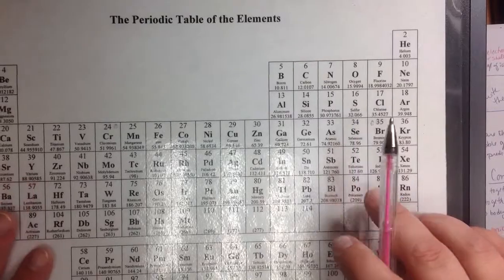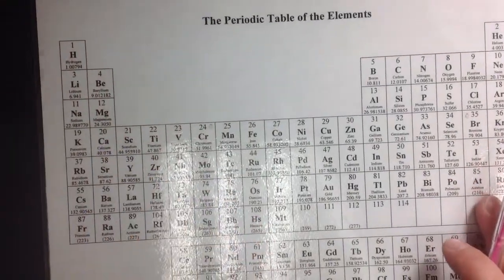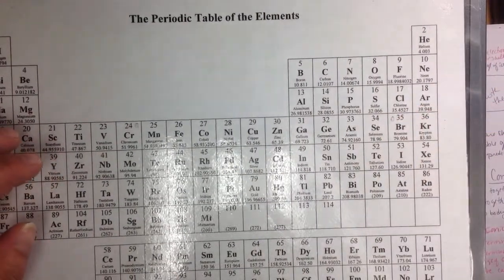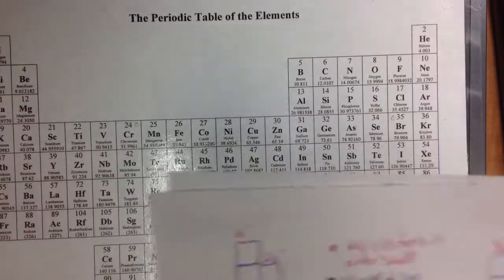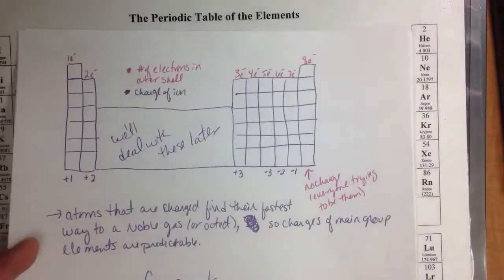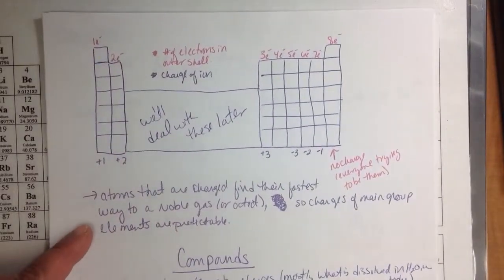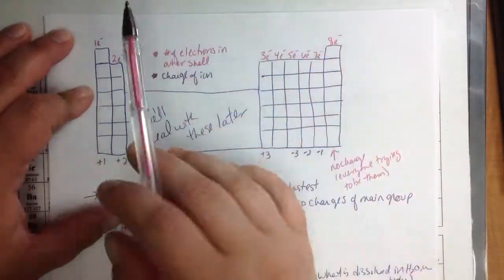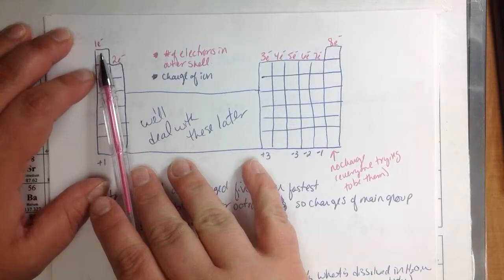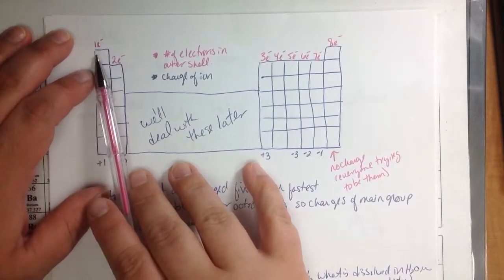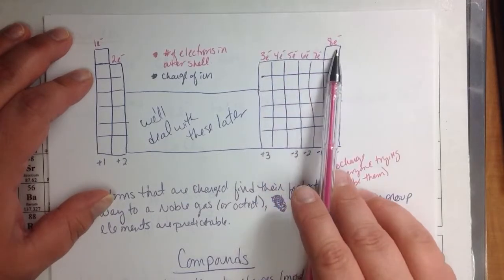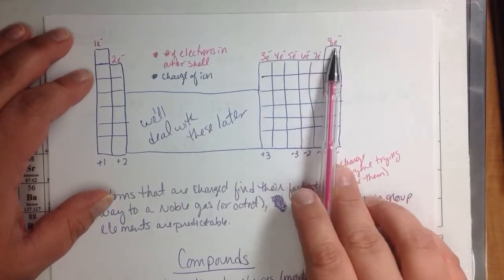So another way to remember this is the positive starts on the left-hand side, and the right-hand side is the negatively charged. So let's look at my really badly drawn periodic table. Up here on the top I wrote the number of electrons in the outermost shell, the valence electrons. This has 1, 2, 3, 4, 5, 6, 7, and 8. Everybody wants to be like a noble gas.